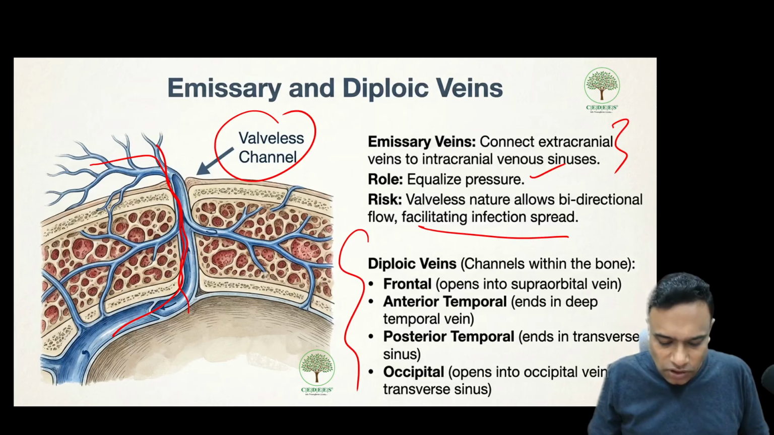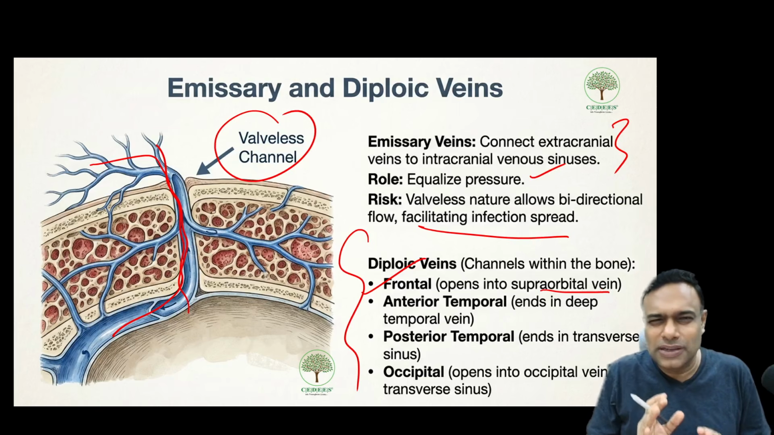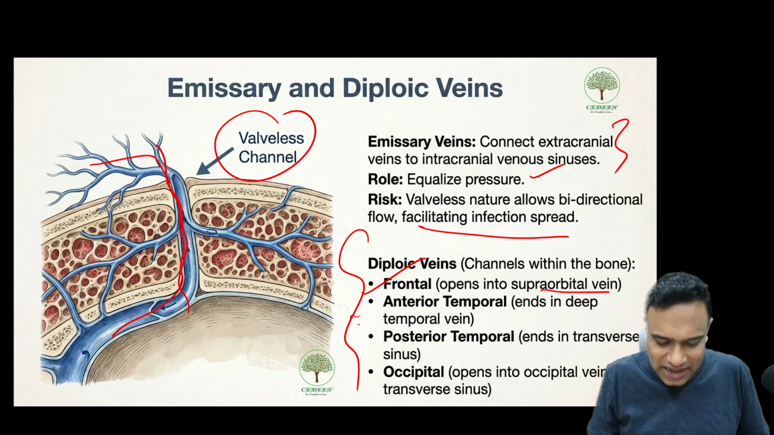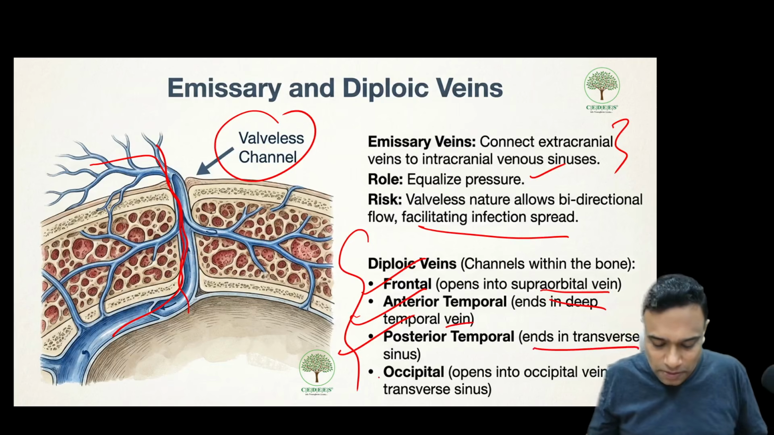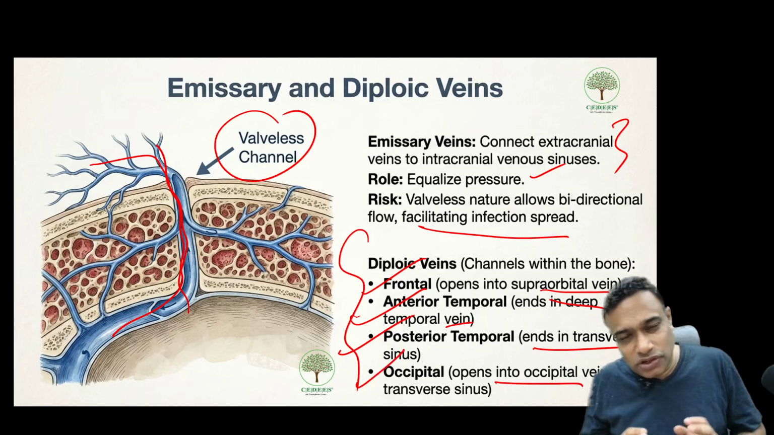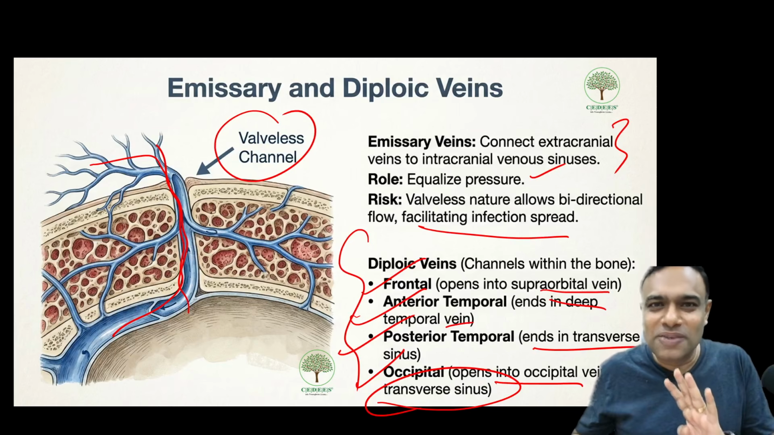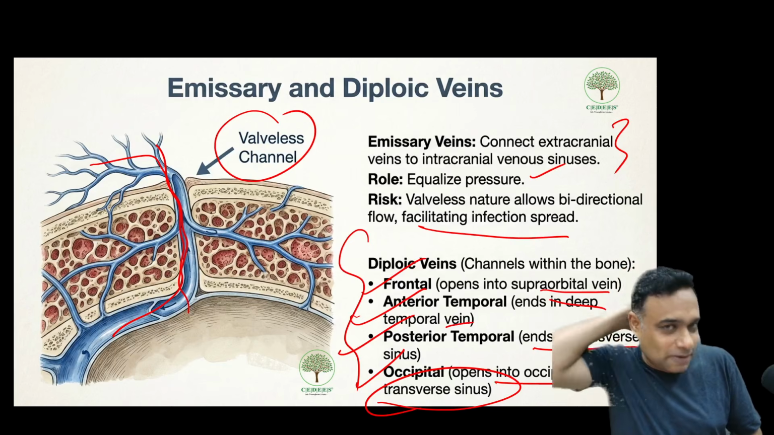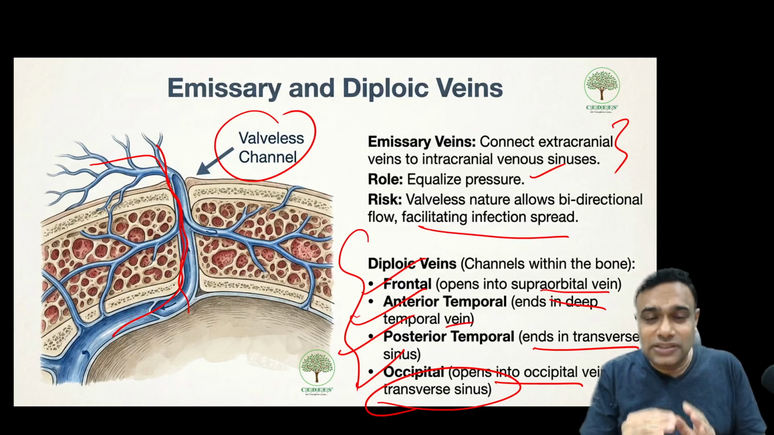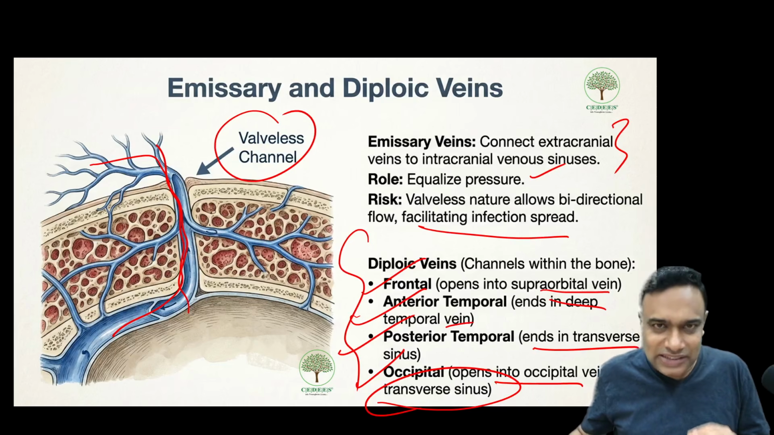The frontal opens into the supraorbital vein. Not that important, but please remember that there are four diploic veins. Anterior temporal goes to the deep temporal vein. Posterior temporal ends in the transverse sinus, very important. Occipital either opens into the occipital vein or into the transverse sinus. Right? So there are four diploic veins: the frontal, anterior temporal, posterior temporal, and occipital. Got this, all of you? So all these come under what is called the deep venous drainage of your scalp. I still have to cover the emissary veins.